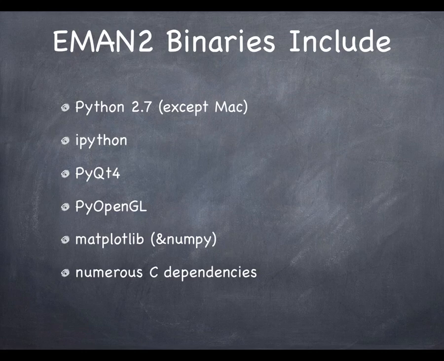One nice thing about installing EMAN2 is that the binary distributions, which exist for Windows, Mac, and Linux, include their own copy of Python, except on the Mac where it uses the system Python because it's so standard. It includes IPython, PyQt4, PyOpenGL, Matplotlib, NumPy, and a bunch of other C dependencies. So the Python that you get when you install the EMAN2 binary already has all of that stuff that's kind of a pain to install on your own.